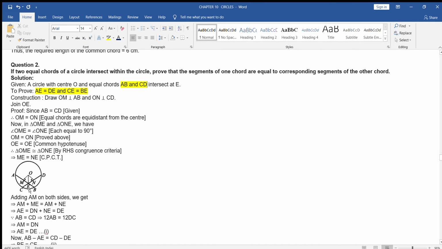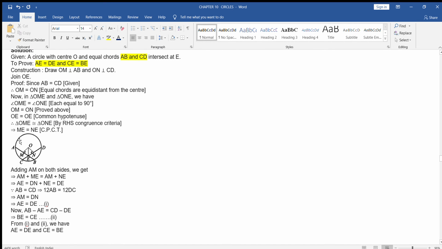Now, the construction we have done: we have drawn OM perpendicular to AB, as well as ON perpendicular to CD. Okay, and we have joined O to E. Now we are having these two triangles. Have a look here carefully. We are having AB equal to CD, and one more thing, from O to M it is a perpendicular. So a perpendicular from the center bisects the chord, so AM is equal to MB. Okay, just see here how we have done it.